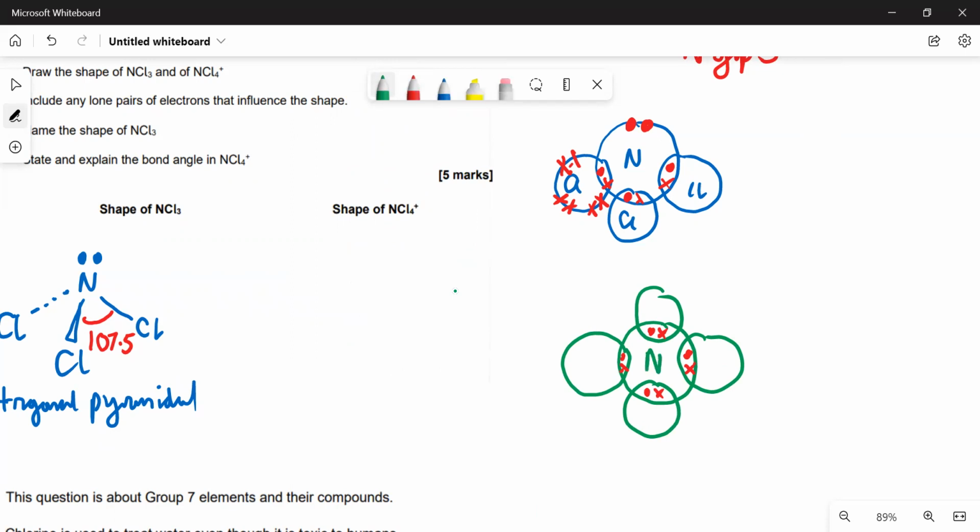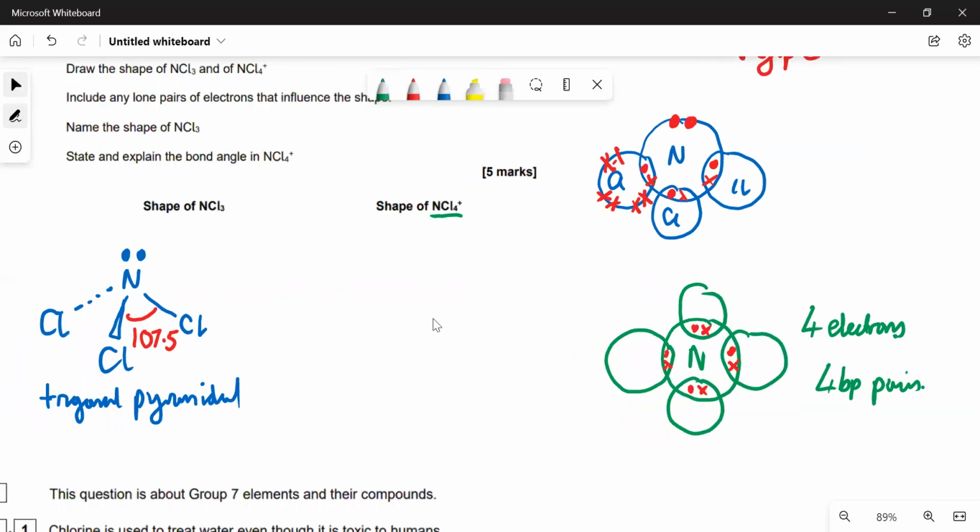There's your nitrogen. As I said, nitrogen is in group 5, so it should have 5 electrons, but it's positively charged, so it's missing 1 electron. So it's only got 4, and you can see I've already got 4 electrons there. So there are no other electrons, no lone pairs. So what we have there is 4 bonding pairs. And so what is the bond angle going to be there? What kind of shape are we going to get?